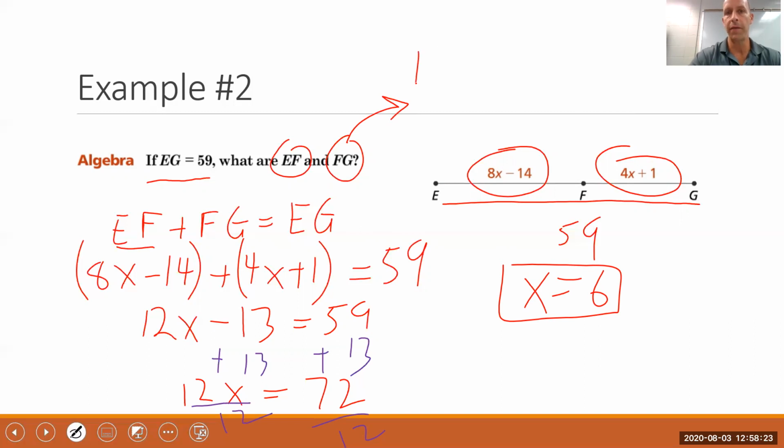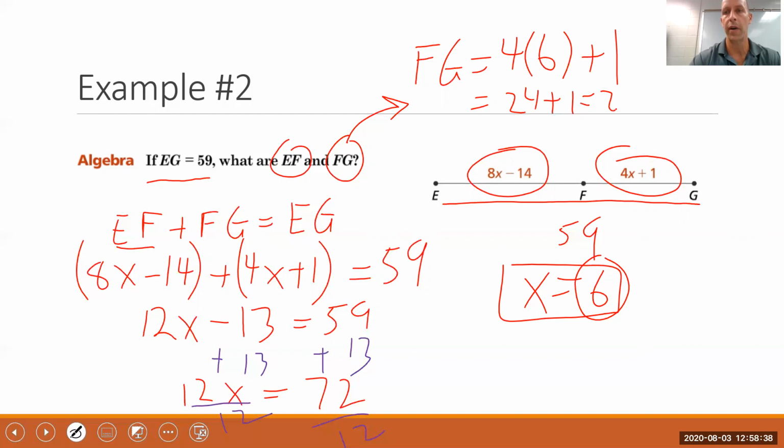So to find FG, we're going to take that 4x plus 1, but instead of an x, guess what we're going to put in for x? 6. So that's going to be 24 plus 1, which is 25. So FG, the length of segment FG, is 25. Now I'm going to leave it to you to figure out what EF is.